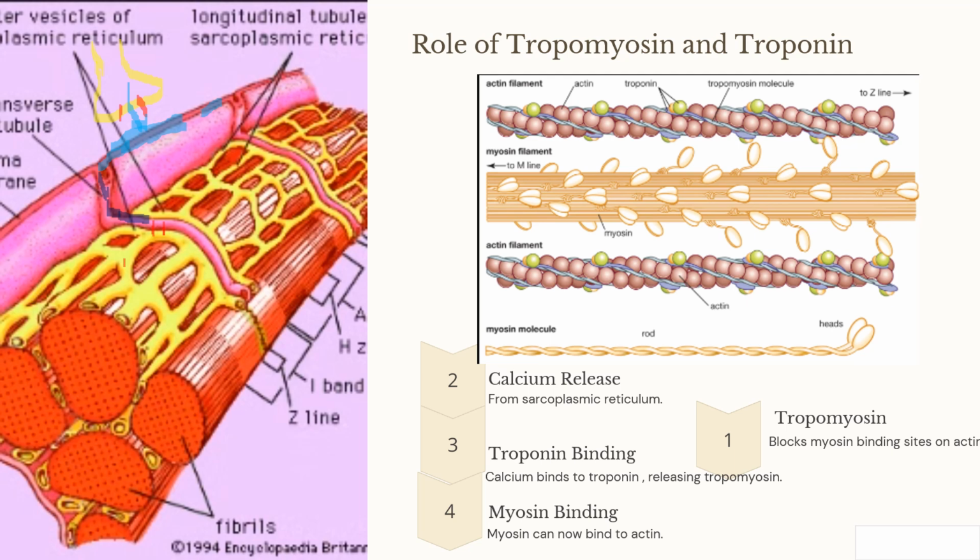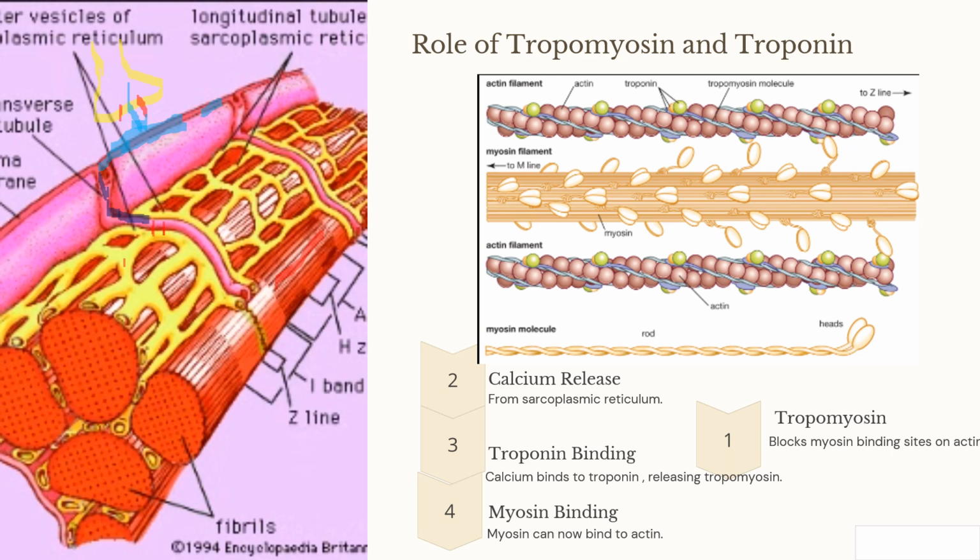Once the calcium is released into the cytoplasm, this is where the actin and myosin are present. We had already seen that this is the actin and this is the myosin. Once the calcium is released into the cytoplasm, the calcium... So let's elaborate this area, where this is the actin filament and this is the myosin filament.